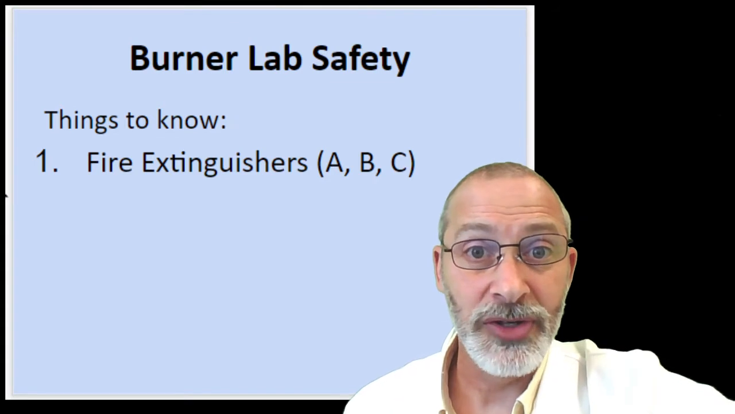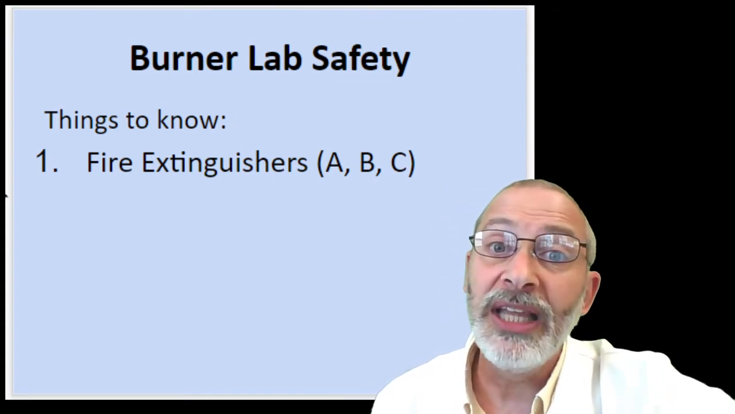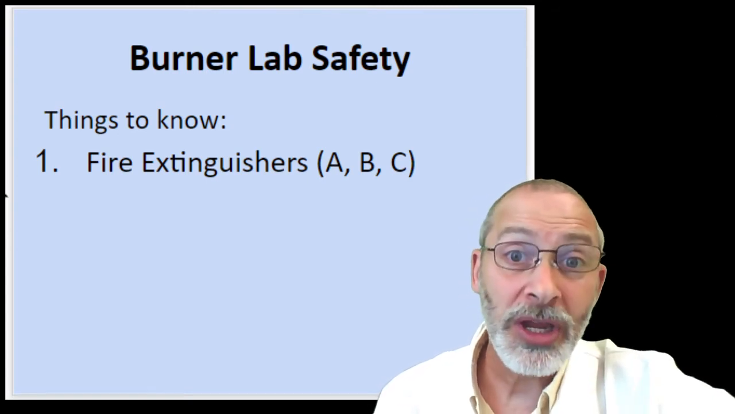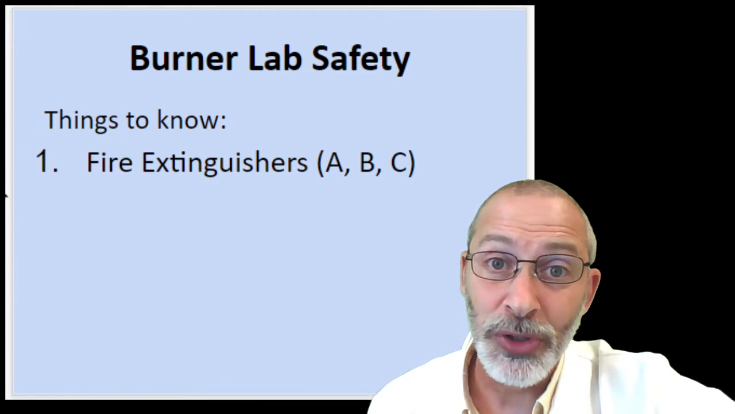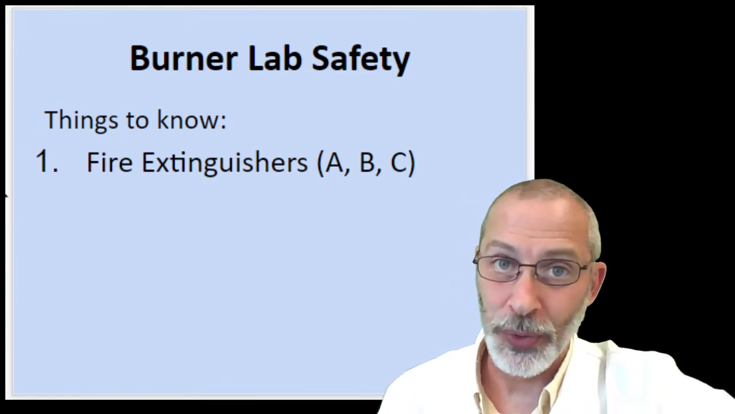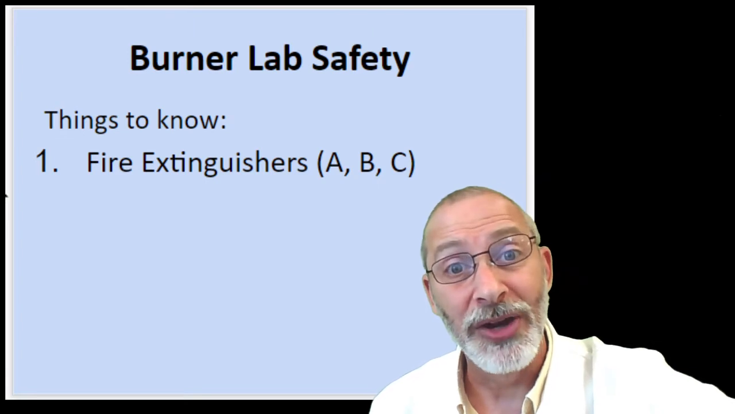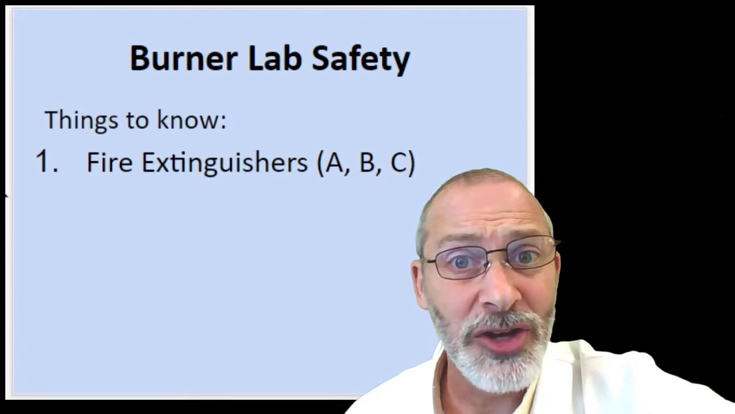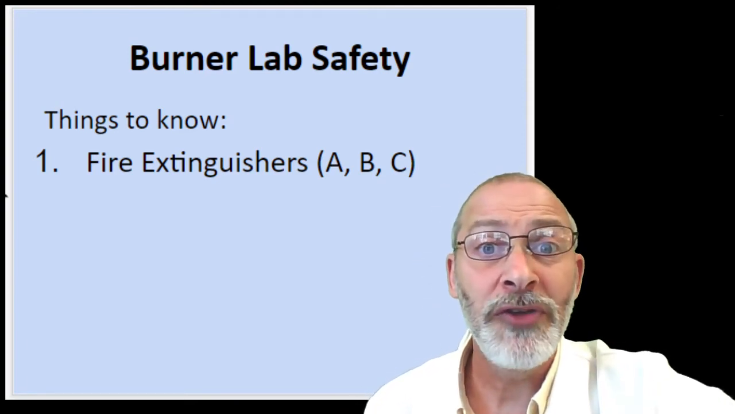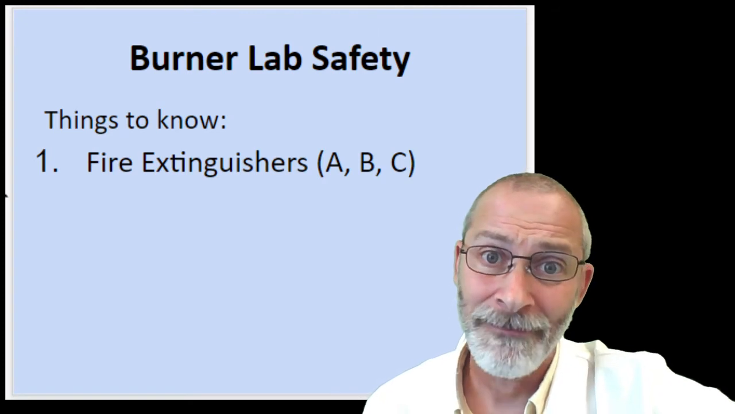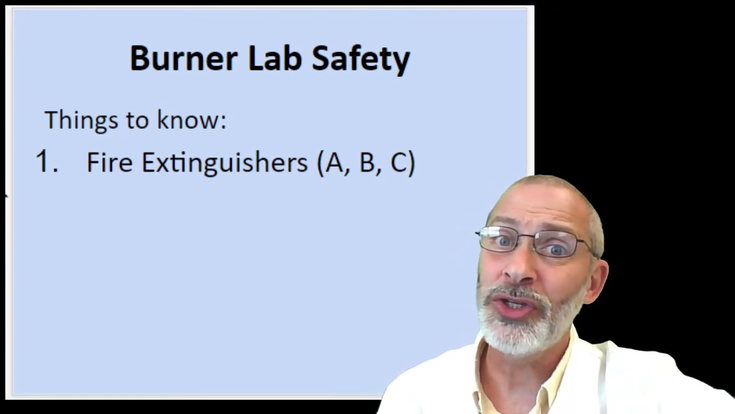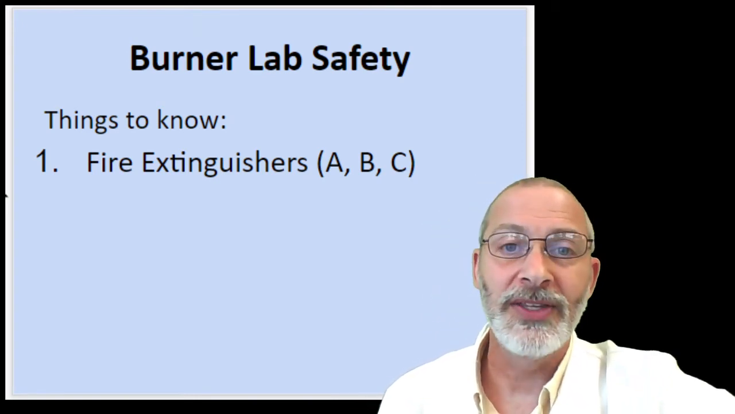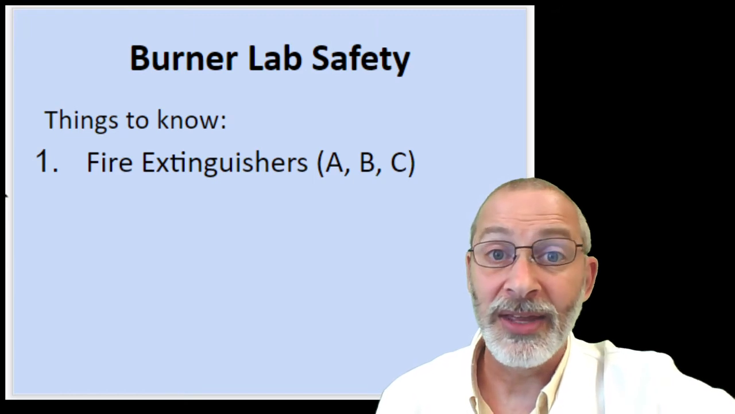Class B fires are those that involve liquids like grease, oil, flammable liquids. We're going to be working with those types of liquids in the laboratory with a Bunsen burner. And so we have the potential for class B fires as well. We also have the potential for class C fires. Class C fires are electrical fires. Look in front of you right now and you'll see electrical outlets. Those electrical outlets, when you plug something into them, allow the flow of electricity. So we have the potential for all classes of fire, A, B, and C class fires.